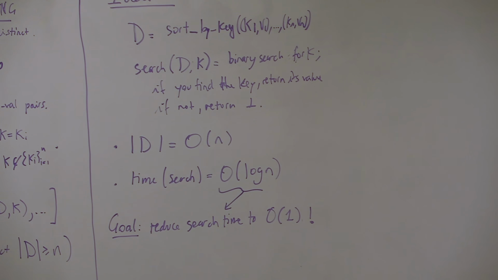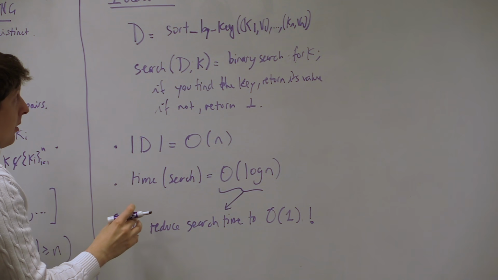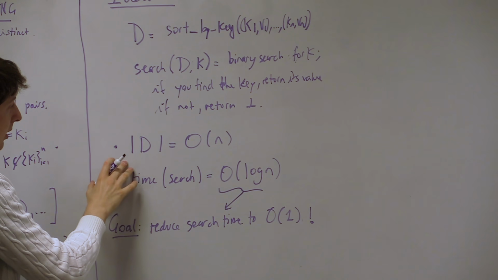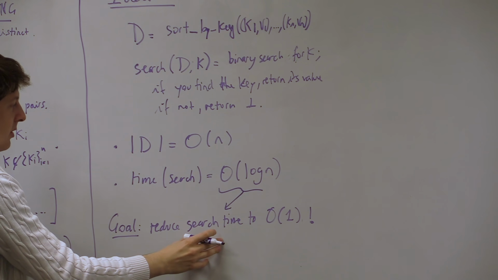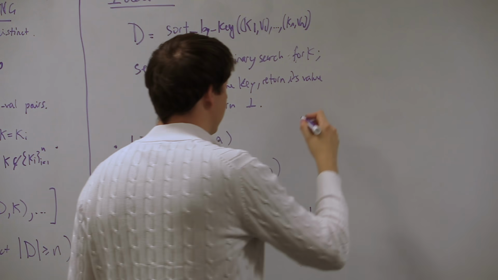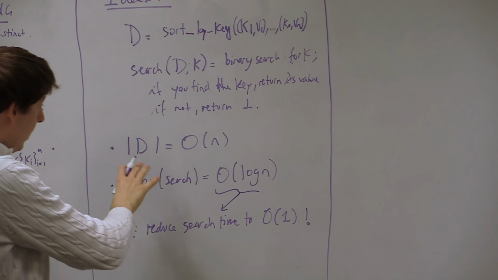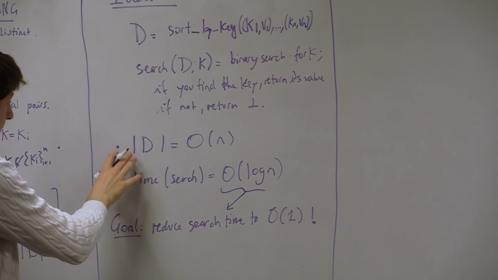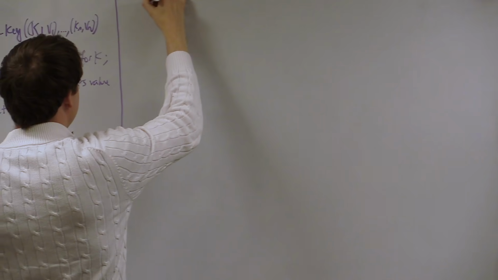So maybe to give some intuition for why constant is not so crazy, let's look at a different idea that actually sacrifices space, but will give you worst case constant time. And then we'll see how we can use hashing to reconcile and get the best of both worlds, both good time and good space. Okay, so sorting gives us logarithmic time for search and linear space.